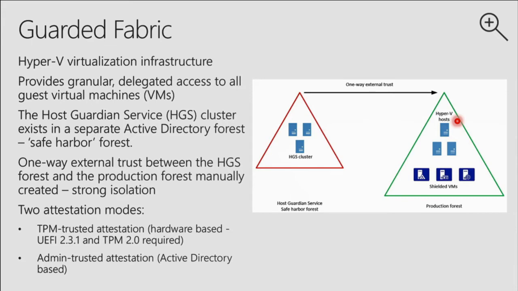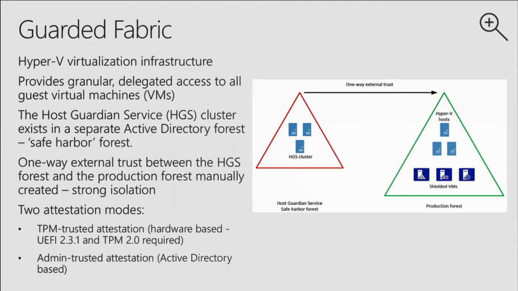This is installed on the machine, and it will be the first machine in the HGS cluster. It's installing Active Directory service, clustering, Internet Information Services, BitLocker drive encryption, everything, just by installing the role, and it's configuring this cluster. After that, you have to implement a one-way external trust between the isolated host guardian service safe harbor forest and the production forest. This is mandatory.